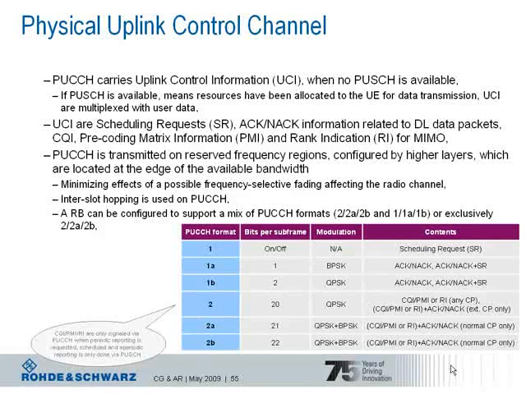The physical uplink control channel is transmitted on reserved frequency regions, meaning the lower and upper edge of the available spectrum. This minimizes the effect of possible frequency selective fading affecting the radio channel. Further, interslot hopping is used for the PUCCH. That means the transmission jumps from, for example, the lower edge of the available bandwidth to the upper edge within one subframe. This is also to ensure that the uplink control information arrives at the eNode B. Depending on the information to be transmitted, different formats are used as shown in the table, using different modulation schemes and a different number of bits.